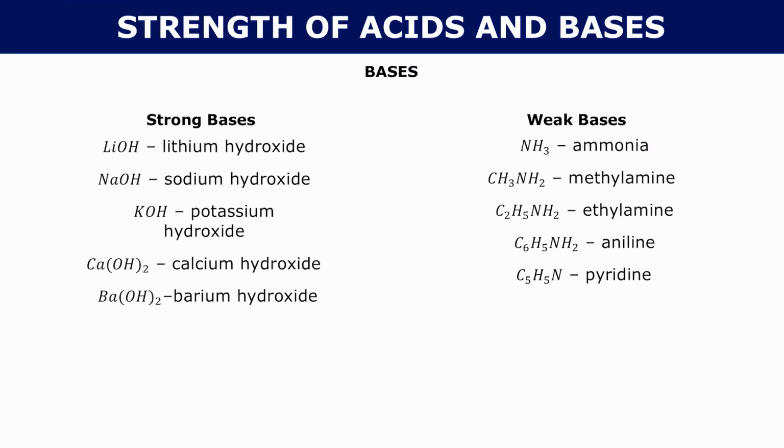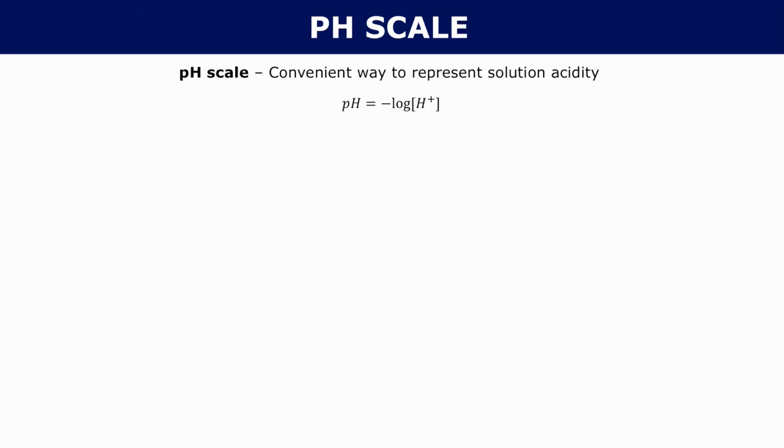And let's look at some bases. So some strong bases are lithium hydroxide, sodium hydroxide, potassium hydroxide. Weak bases are going to be ammonia, methylamine, ethylamine, etc. Of course, you can't talk about acids and bases without talking about pH. So pH is just a convenient way to represent solution acidity. And pH actually has a formula. It's the negative log of the concentration of H+.